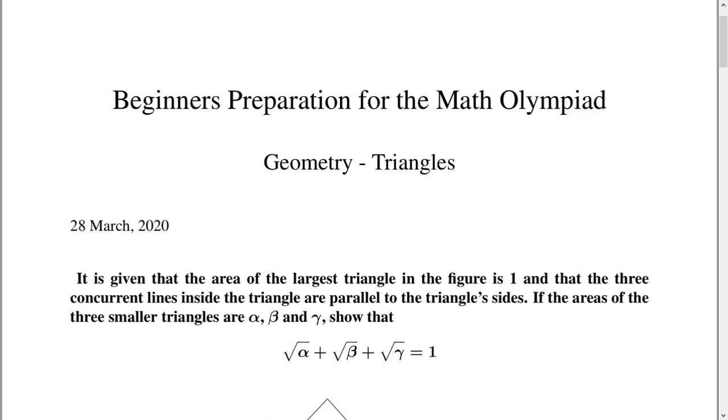It is given that the area of the largest triangle in the figure is 1 and that the three concurrent lines inside the triangle are parallel to the triangle sides. If the areas of the three smaller triangles are alpha, beta and gamma, show that root alpha plus root beta plus root gamma equals 1.